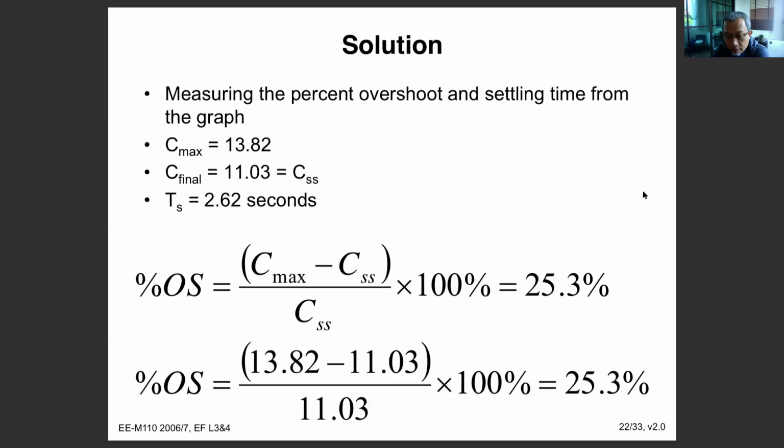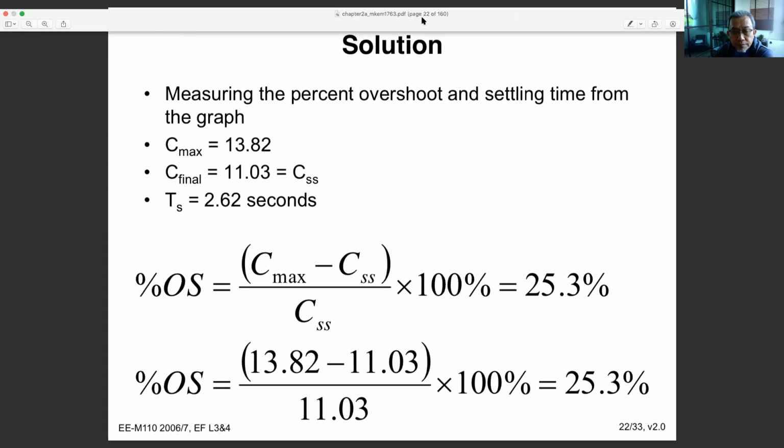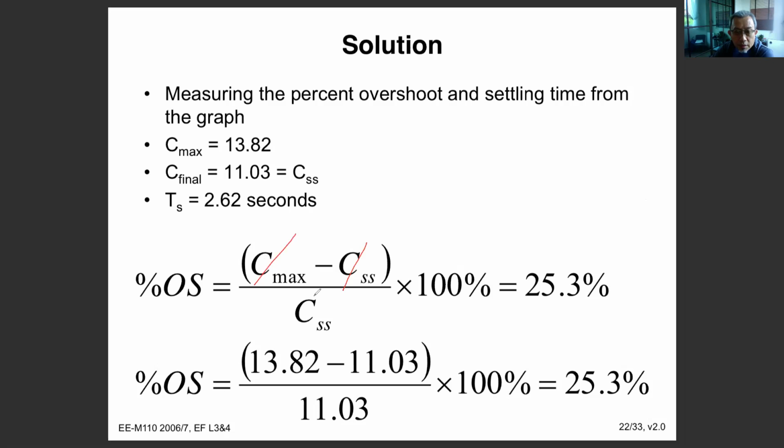So you calculate the overshoot percentage. The overshoot percentage is C maximum minus C steady state, divided by C steady state, multiplied by 100%. You just insert the values of C max and C steady state here. Then you get 25.3%.